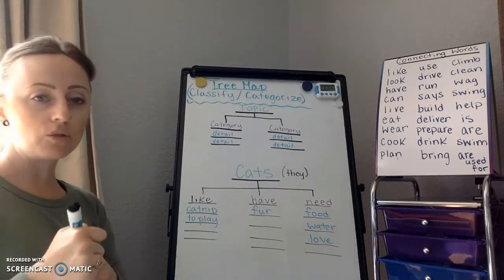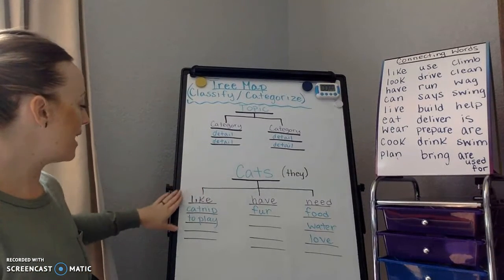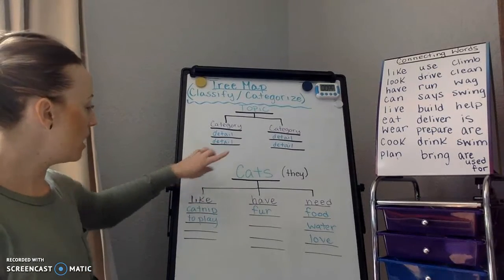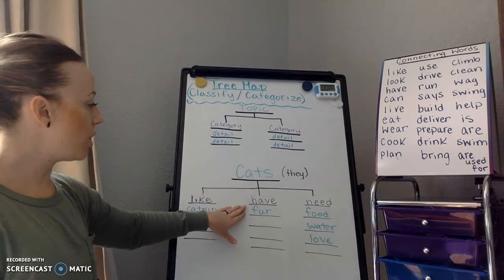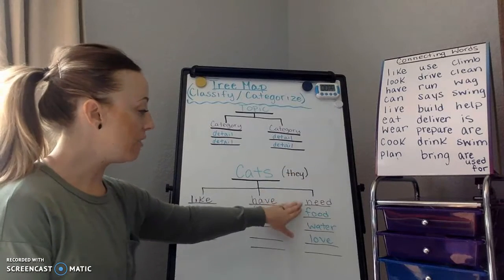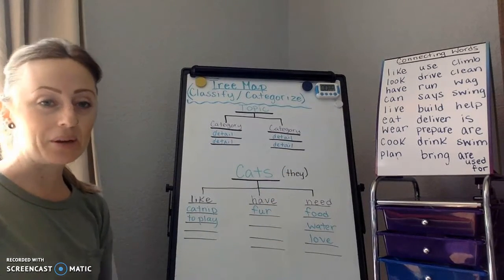And then I want you to practice reading off of this map. So you're going to say, cats like catnip, and they like to play. Cats have fur. They need food, water, and love. And that's how you guys are going to make your tree map this week.